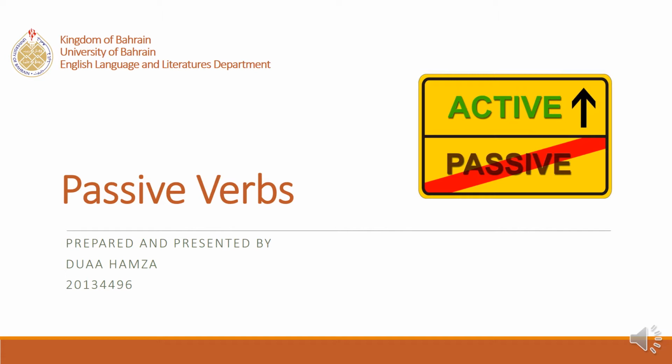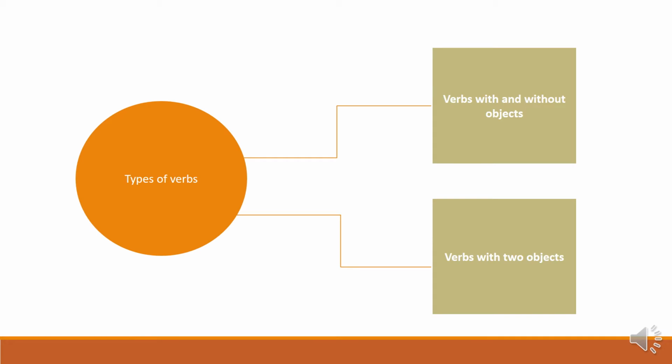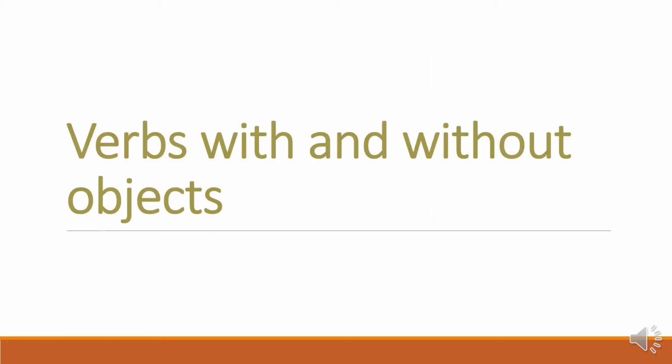In this video, I'm going to explain the passive verbs. There are two types of verbs: verbs with and without objects, and verbs with two objects. I will start explaining the verbs with and without objects first.